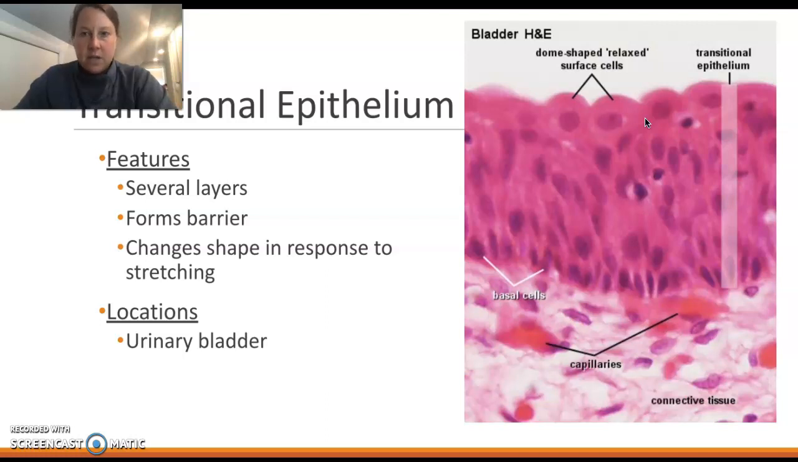So again, to keep in mind, what do you need to know? You want to know the type of tissue. Can you identify a picture of it? What are its functions or features? And where in the body is it located?